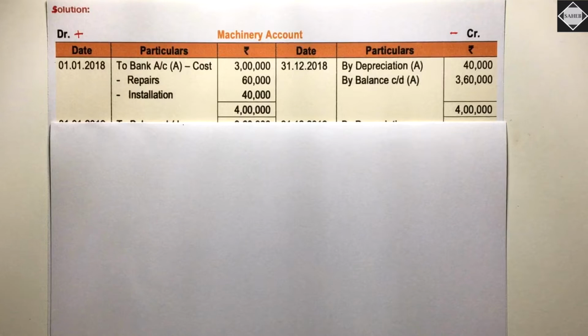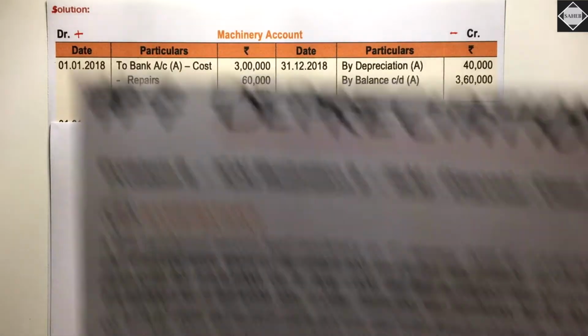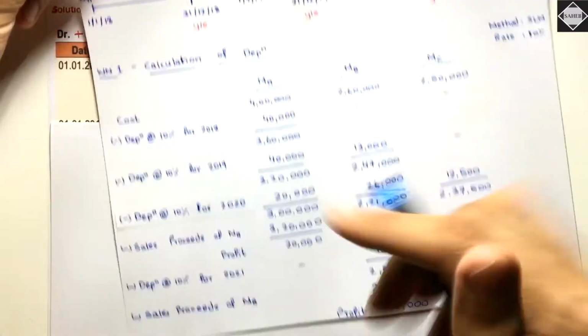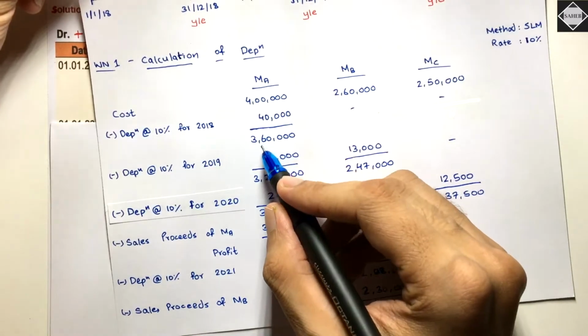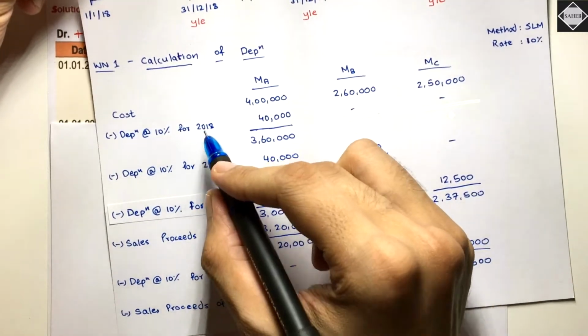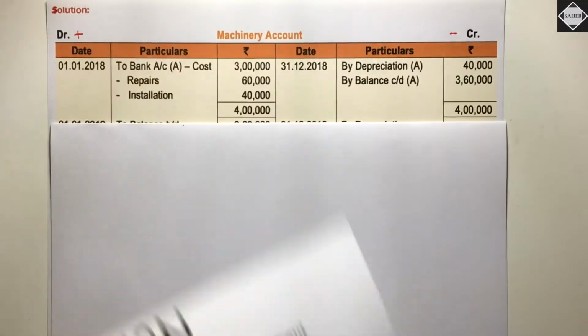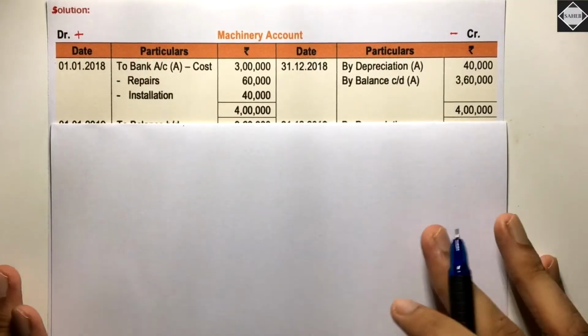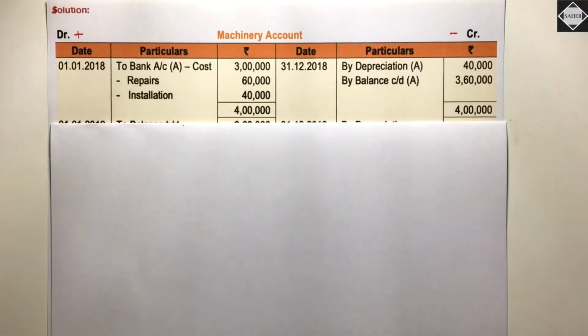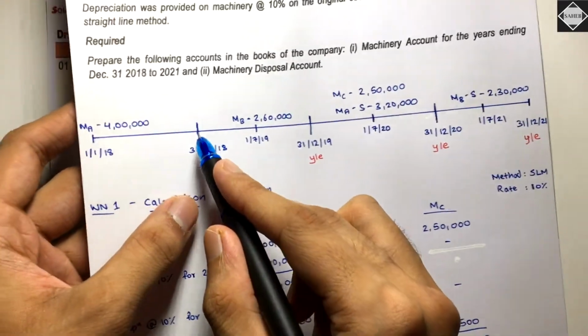Now that 3,60,000 you can also see in the working note, because that's the WDV, right? You can also see that in the working note. See here, right? WDV, the closing balance at the end of 2018. Fine. Okay, so that's done. 1 year is completed. In the timeline you are here right now.